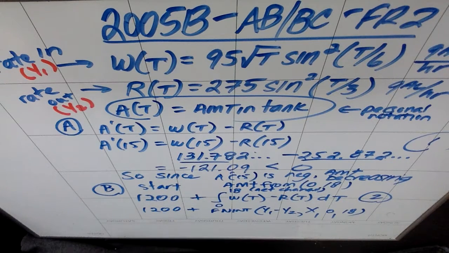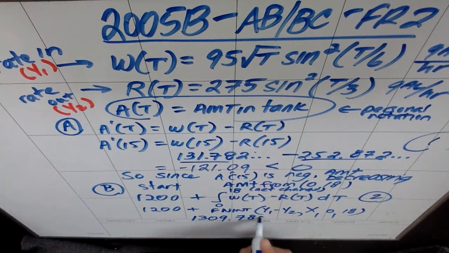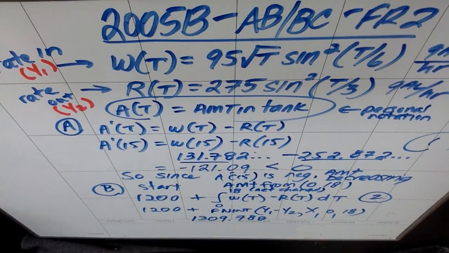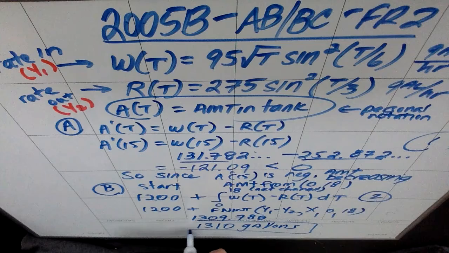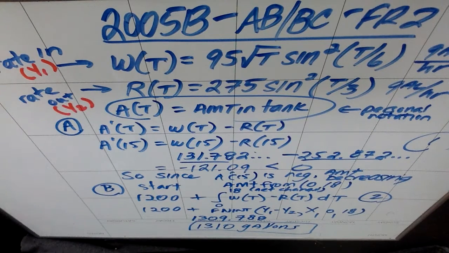When I type that in my calculator, I'm going to end up getting that this is 1309.788. But they said in this one particular instance, round to the nearest whole number, so that's 1310, right? So there are 1310 gallons in the tank at the end of time, 18 hours. Cool. All right, part C.